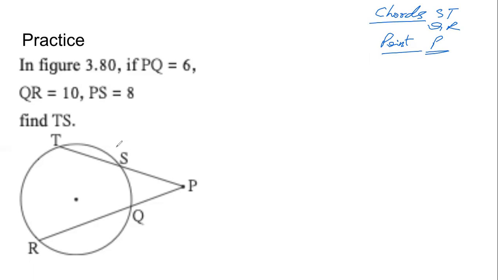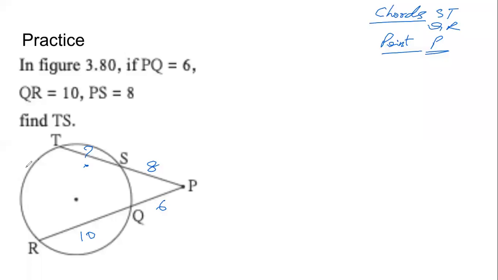At point P. Two lengths are given. So QR is given as 10. PS is given as 8. One more length is given. PQ is given as 6. The question is, what is this length? It's a very simple question.